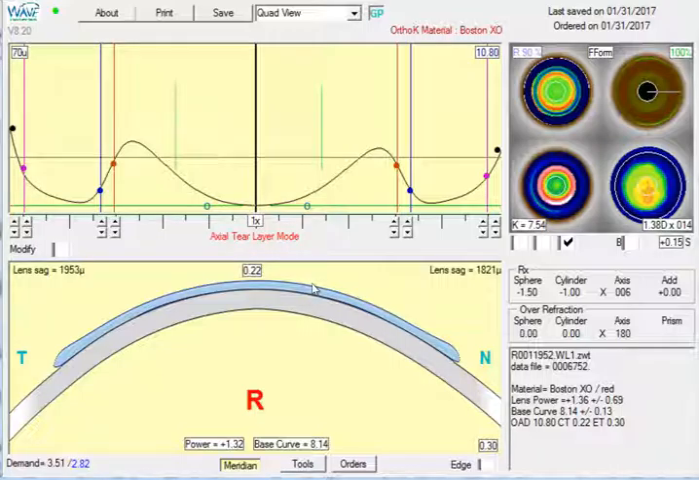Mainly it's just for the right eye. I would hang in there on the left eye and see how that topography forms over time and take it from there.